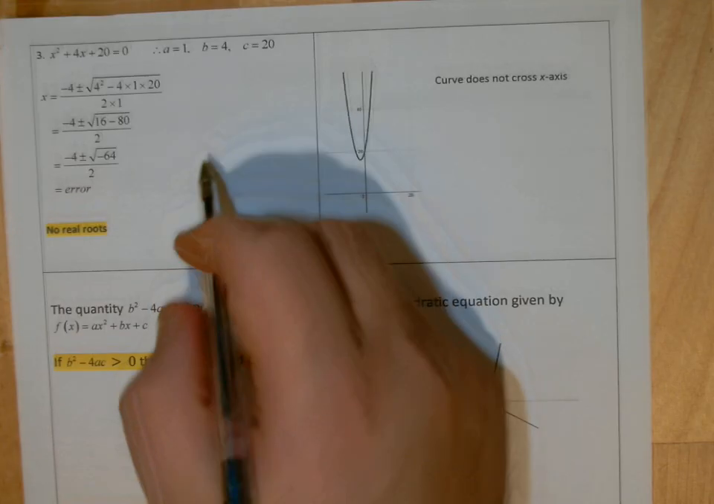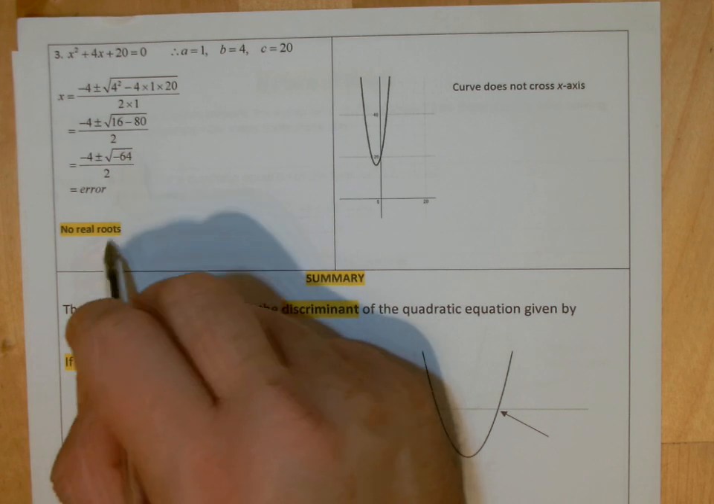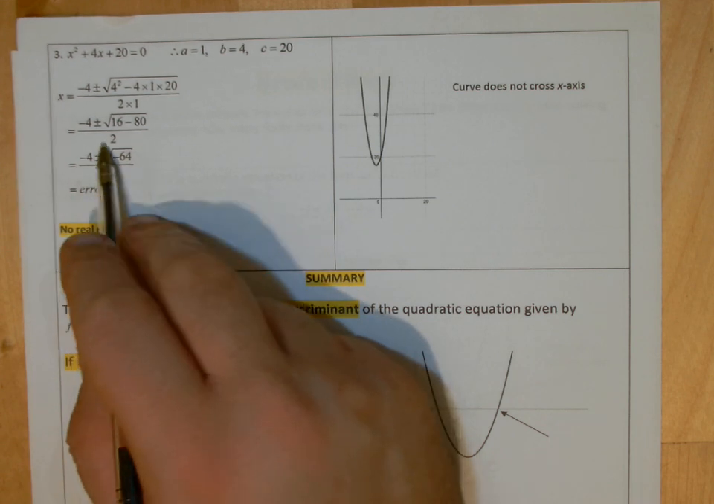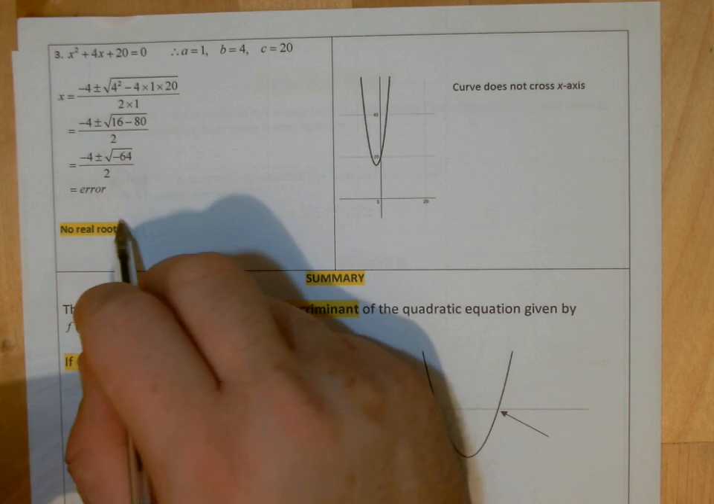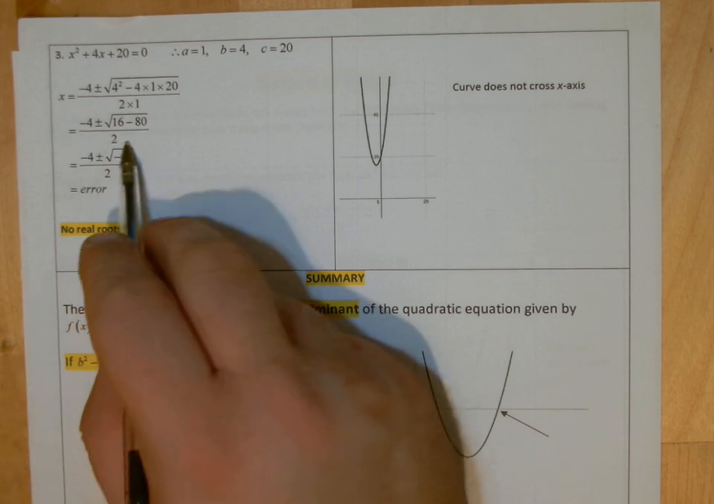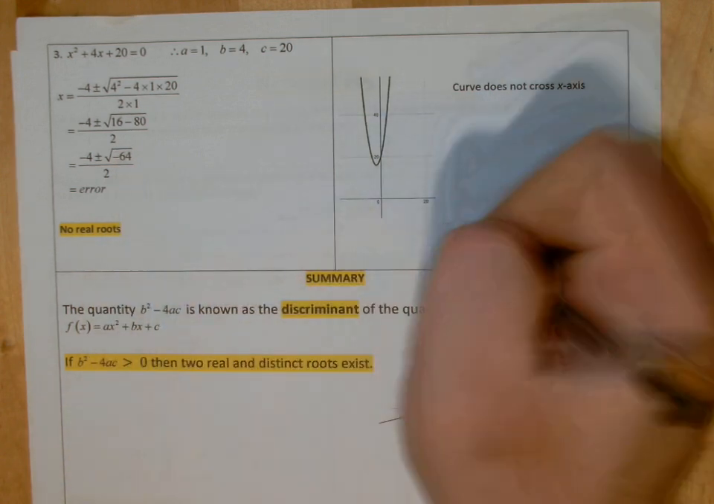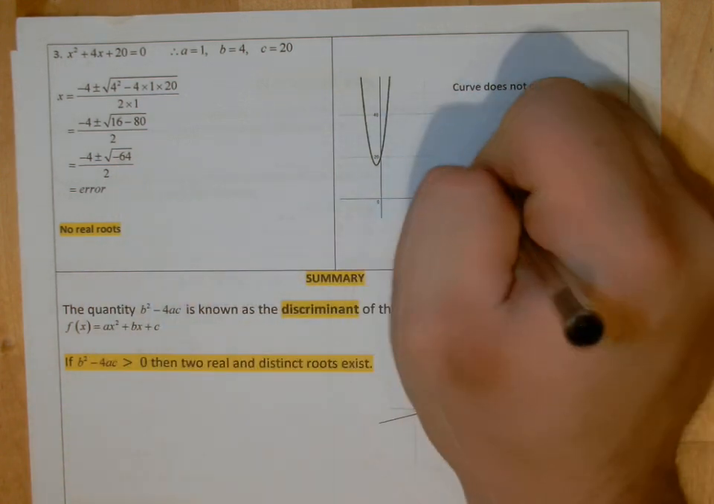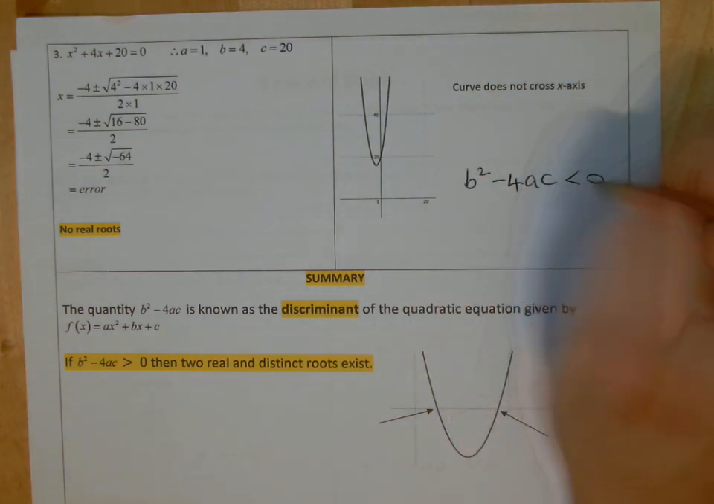Finally then, we had the situation here where we had minus 64 in the root, and it was an error, because you can't square root a negative. So in this case the whole thing crashed. You had no real roots, and it was all to do with this value in here because this was negative. So in this case, b squared minus 4ac, the value inside that root, is negative.